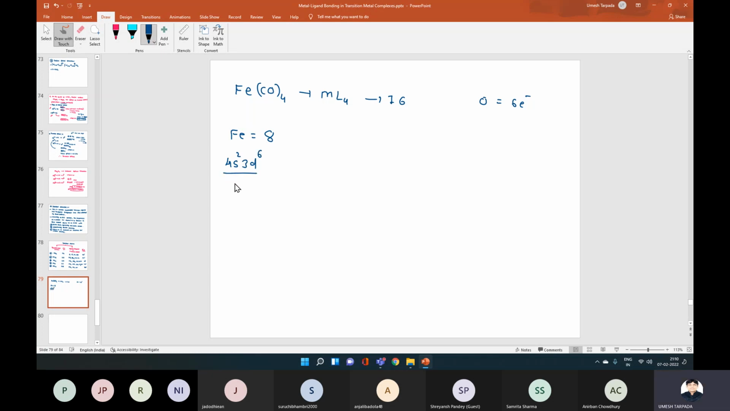4 ligands are there. Each ligand contributes 2 electrons. So 2 into 4, that is 8 electrons from the CO ligands. So you can have a total of 16 electrons. So it is isolobal with oxygen, or you can say CH2. Okay, whatever. So see what happens in the case of CH2.